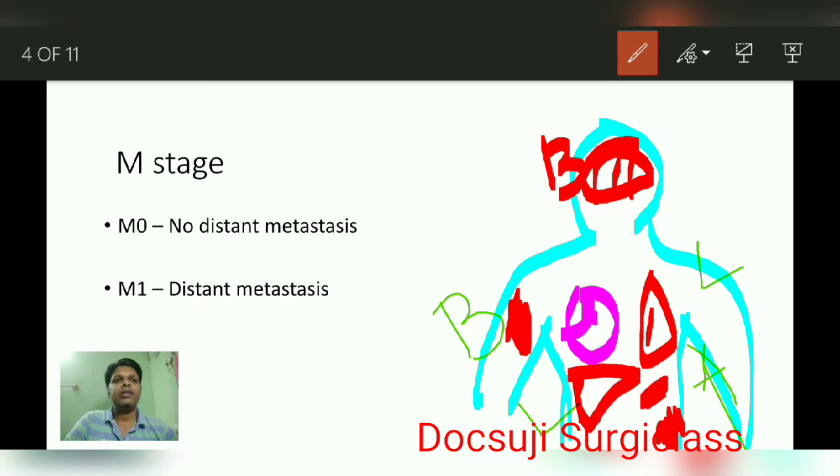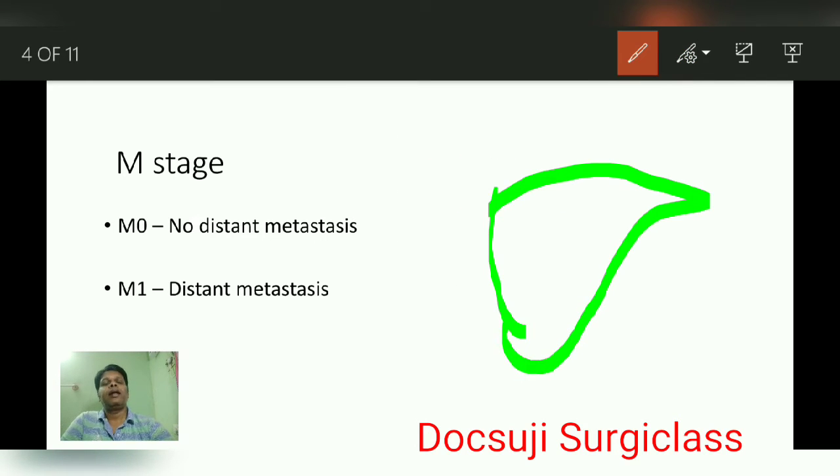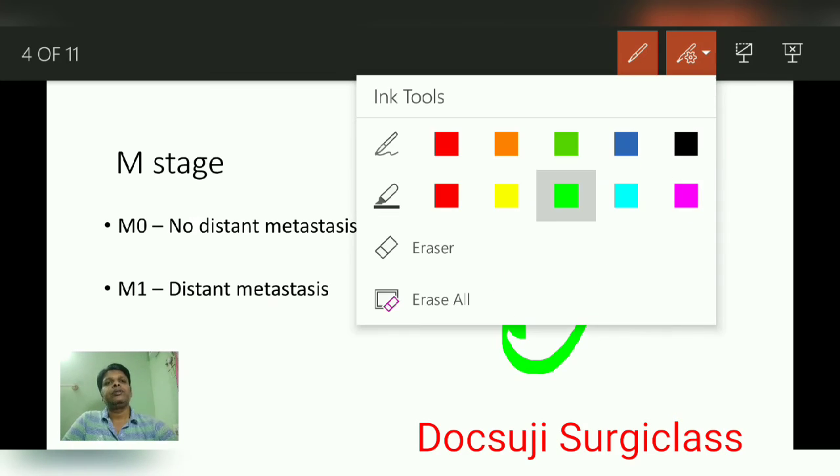You have to assess all these things clinically. Suppose a patient is having secondary liver deposits, so what will happen? They will complain of swelling and pain in the right hypochondrial region, and on clinical examination you can elicit hepatomegaly, and in extreme cases the patient might present with jaundice. So based on that you can tell whether distant metastasis is there or not. Okay, this is about the M stage.